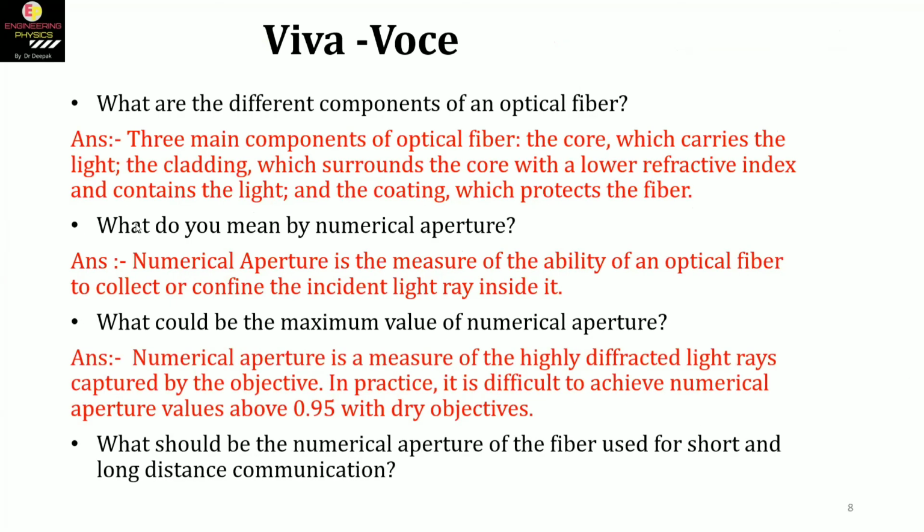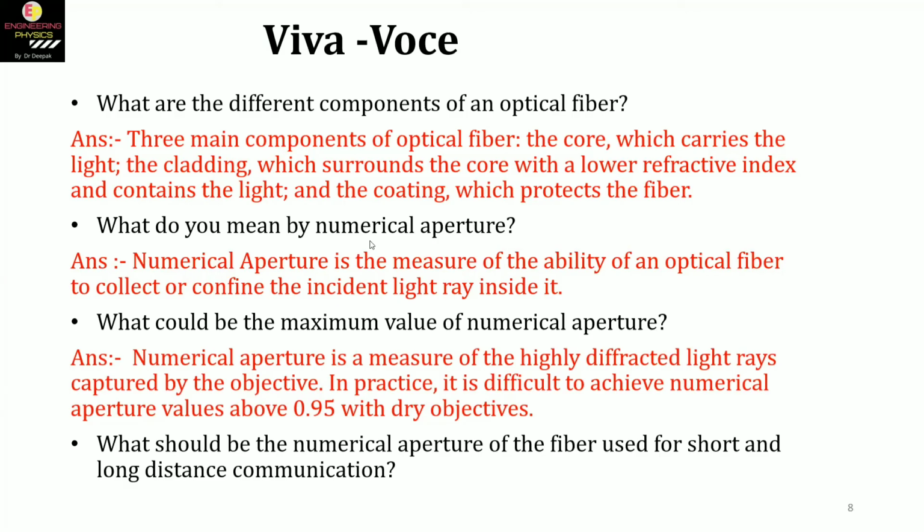So there are certain viva questions. What are the different components of an optical fiber? Mainly there are three components of the optical fiber: the core, which carries the light; the cladding, which surrounds the core with a low refractive index and contains the light; and the coating, which protects the fiber.